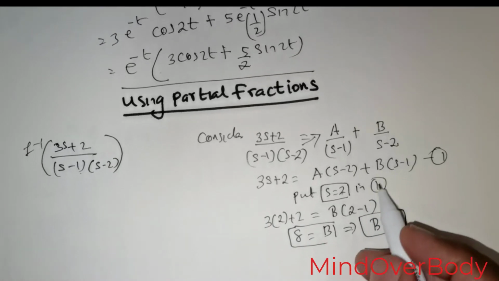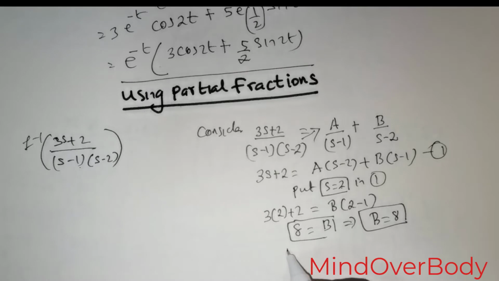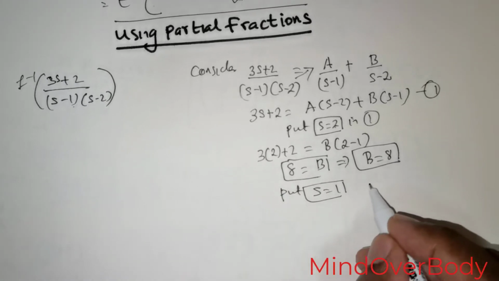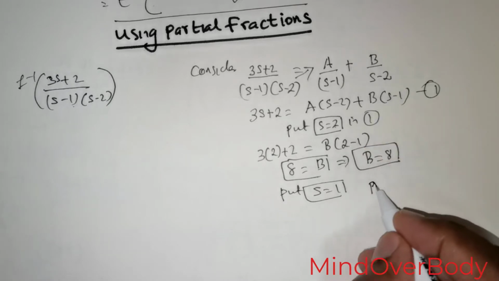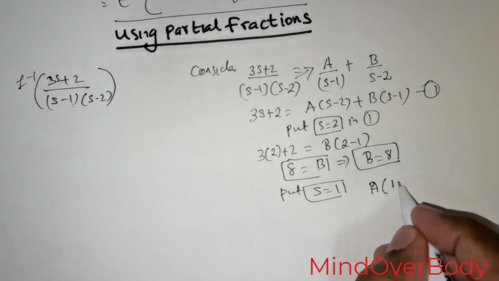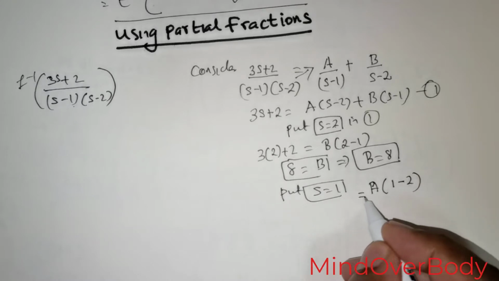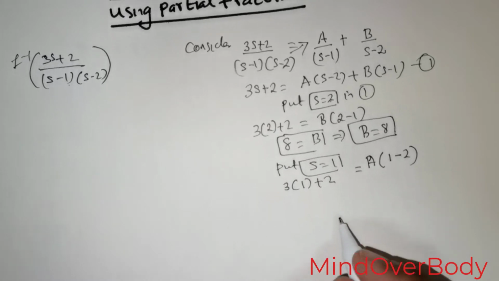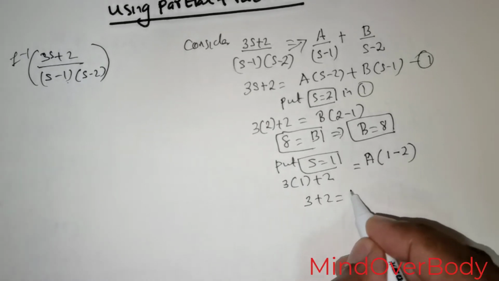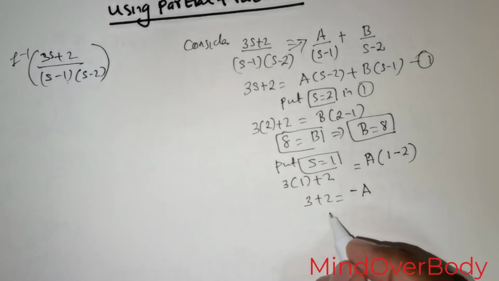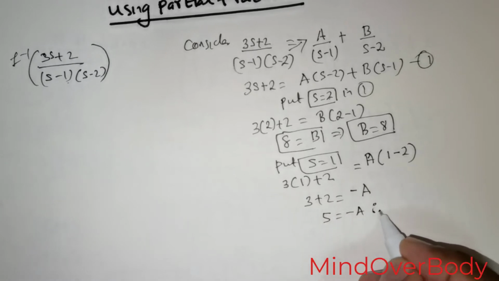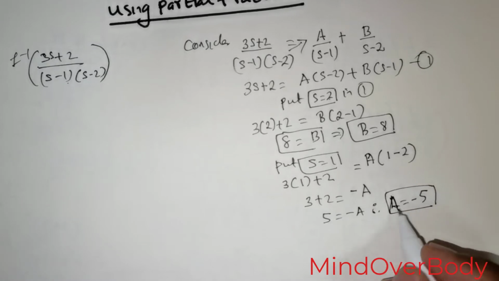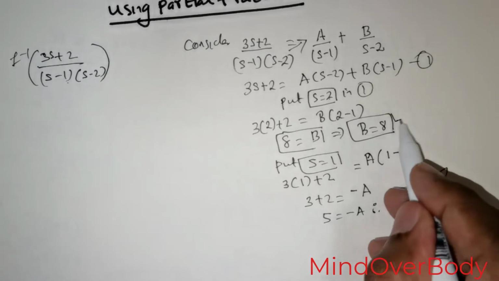Next I can get rid of B. For that I put s equal to 1. When I do that, B will vanish, so I will have A times (1 - 2). On the left hand side it's 3 times 1 plus 2, so 3 plus 2 is equal to negative A. So 5 is equal to negative A. Therefore I get the value of A as negative 5. So I've got a value for A, and I got a value for B.